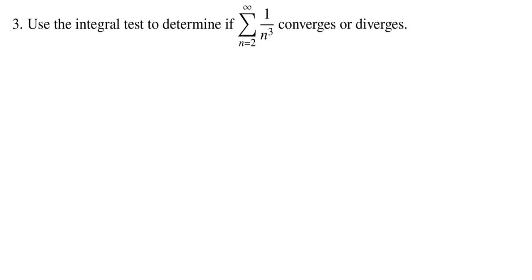Hey everyone, in this video we're going to solve problem 3 from Superquiz 3. Here we're given a series that goes from 2 to infinity, that's not too important, of 1 over n cubed. So this is just a p-series, so we know it converges by the p-series test. Done. Oh, wait a second, we didn't read the problem.